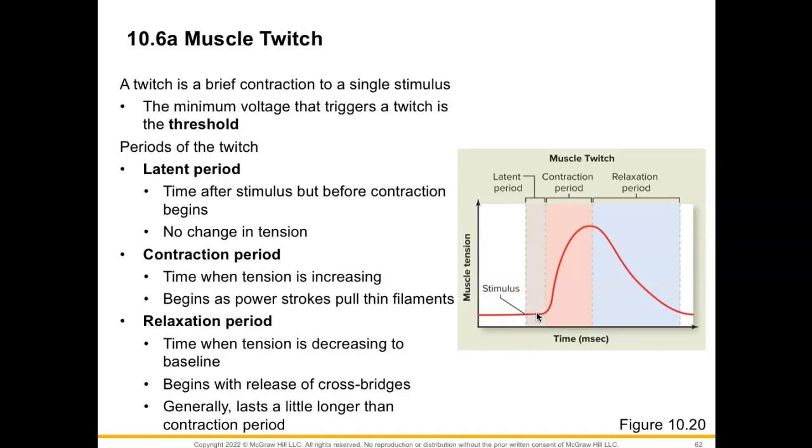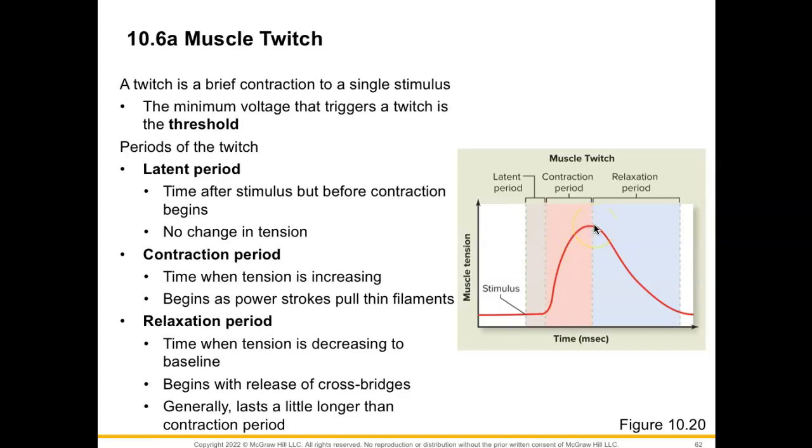And we have a short period called the latent period. This is just the time after the stimulus, but before contraction begins. And we see that there's no tension within the muscle here. Then we have the contraction period. This is the time when tension starts to increase. And it begins as those power strokes are pulling in those thin filaments until we get that maximal contraction.